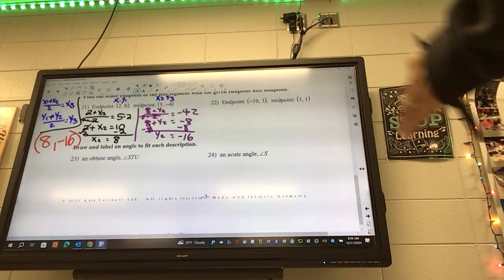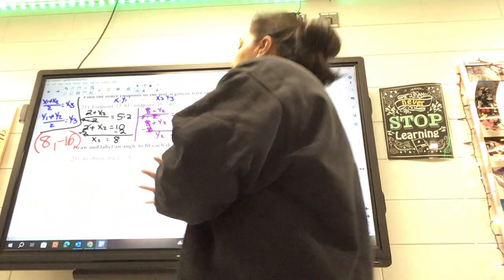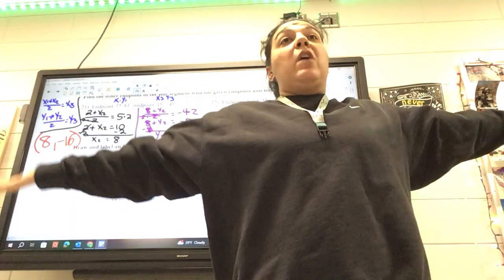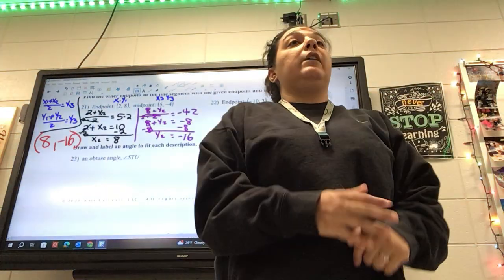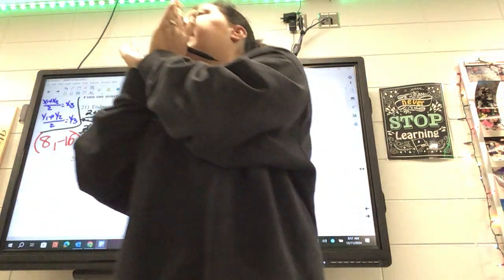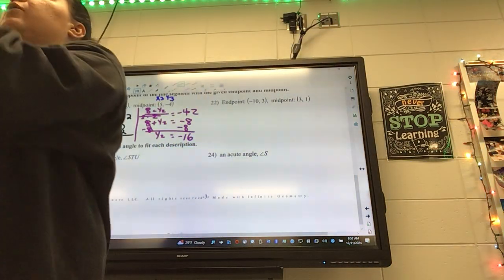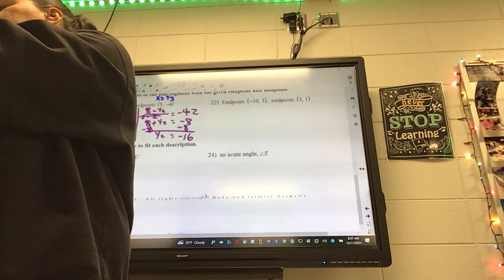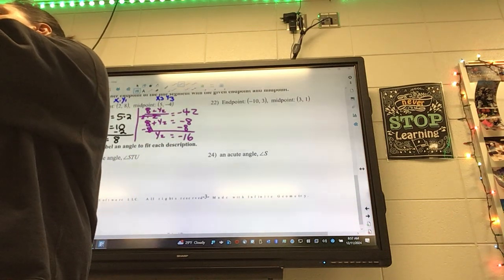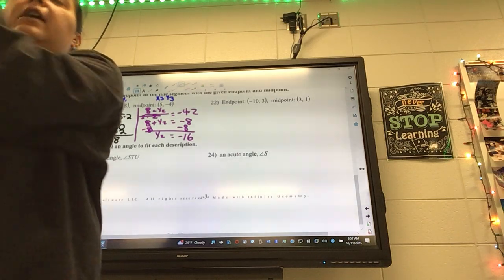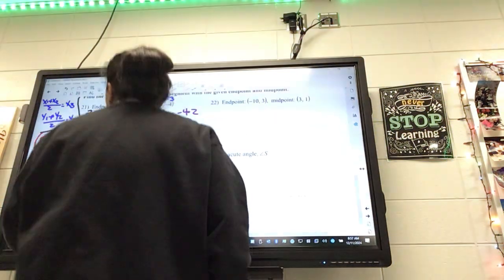Okay, 23 says draw and label an angle to fit each description. What does an obtuse angle look like? Big. It looks really wide and big. What does a right angle look like? A 90 degrees, and it's gonna have a little square on the inside. And then an acute angle is really small. So we got really small, small, 90, and then really, really big. So it just wants you to draw an obtuse angle.